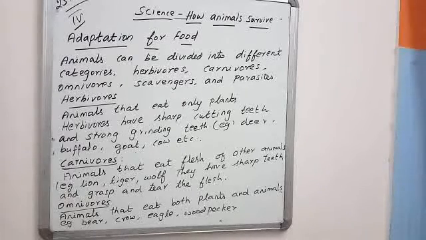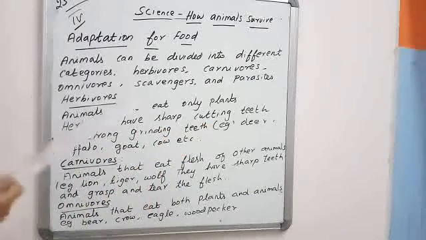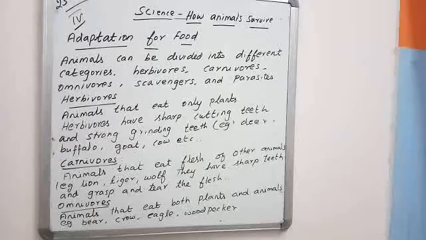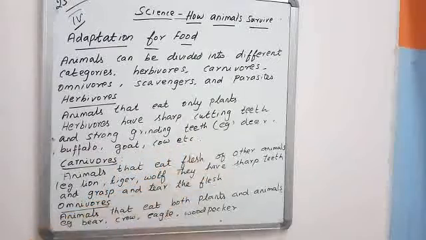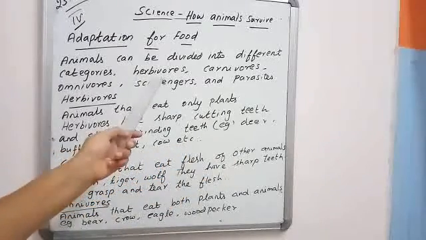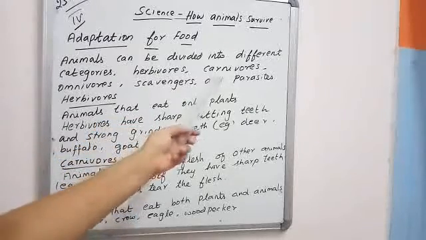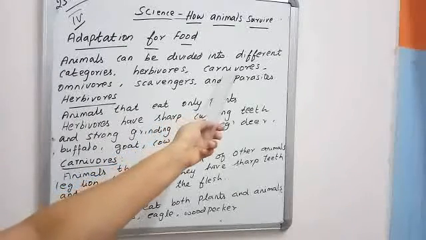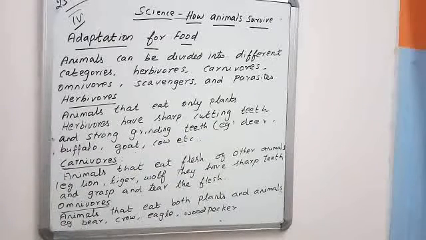So now we are moving on to adaptation for food. Animals can be divided into different categories: herbivore, carnivore, omnivore, scavengers, and parasites. Herbivore means animals that eat only plants. Carnivore means animals that eat the flesh of other animals. Omnivore means animals that eat both the flesh as well as the plants.